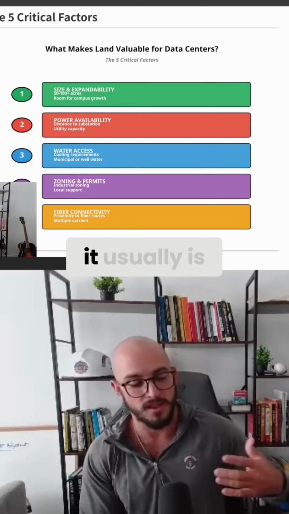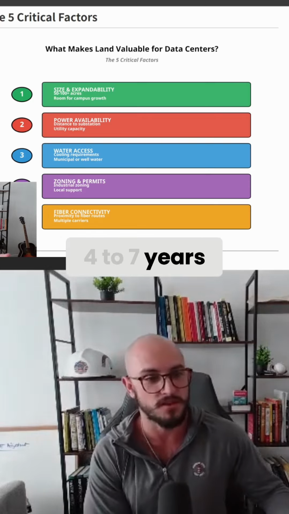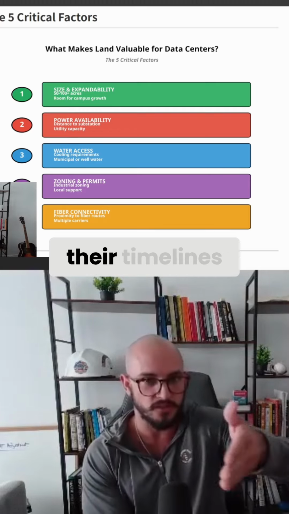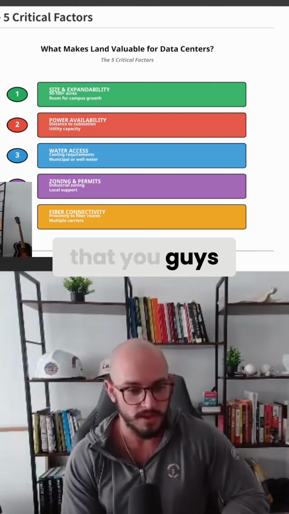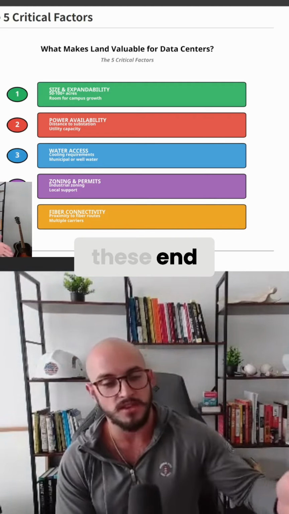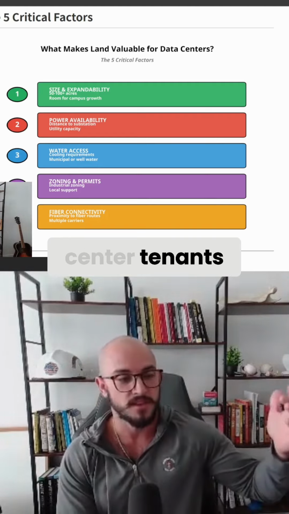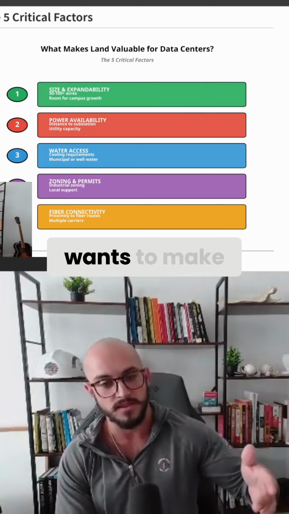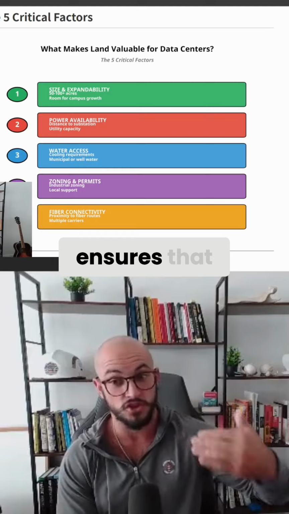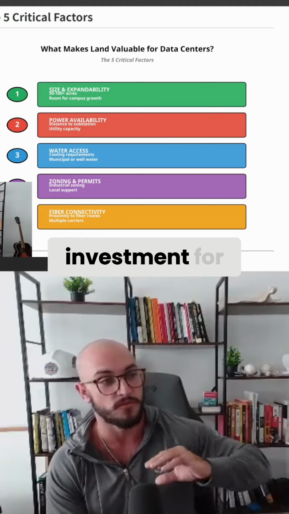So it usually is taking 4 to 7 years at this point in time. In some areas they're saying 2 years, but then they just keep moving their timelines back. Just know the things that you guys need to know is the grid interconnect is so important. These hyperscalers, these end users, these data center tenants, these AI data centers, everybody wants to make sure they have front of the meter power or they have a grid interconnect, because that ensures that this site is going to be a good investment for the long term.